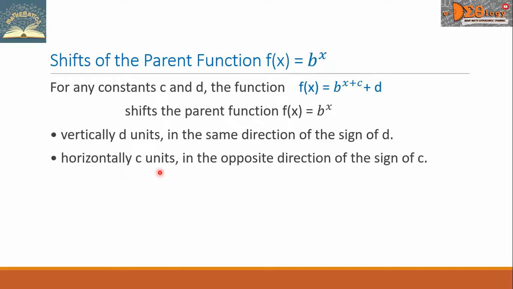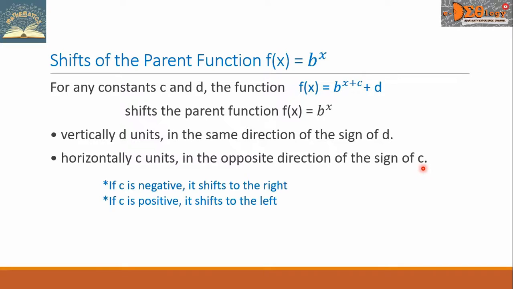Horizontally, c units in the opposite direction of the sign of c. It means if c is negative, it shifts to the right, while if c is positive, it shifts to the left.